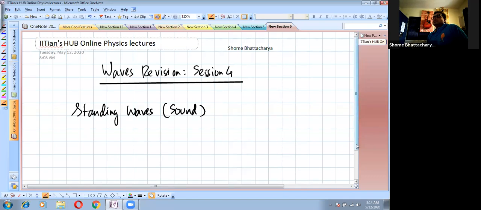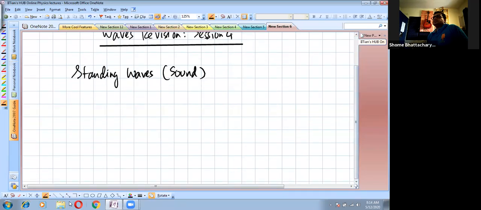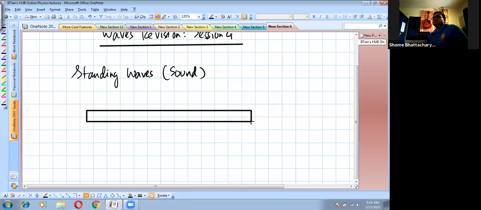So for standing waves in sound, you have to just keep in mind that we have two kinds of mediums in which we can create standing waves. What is called the open organ pipe, where both the ends are open, in which case both the ends are what we call pressure nodes.